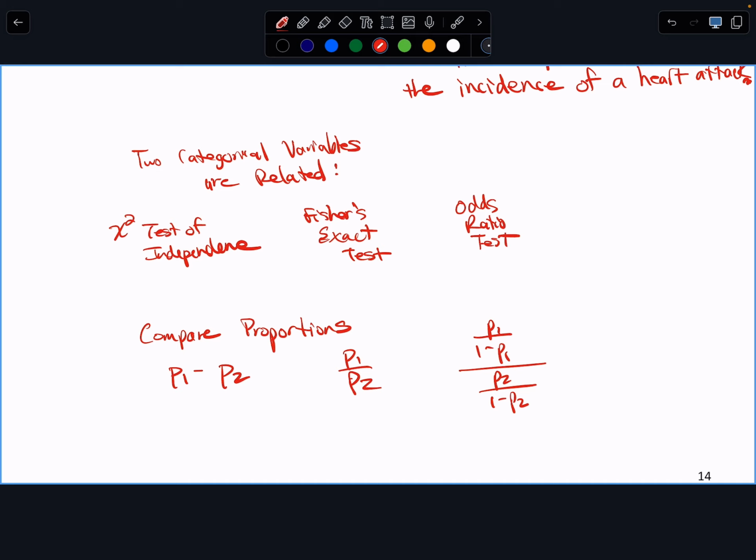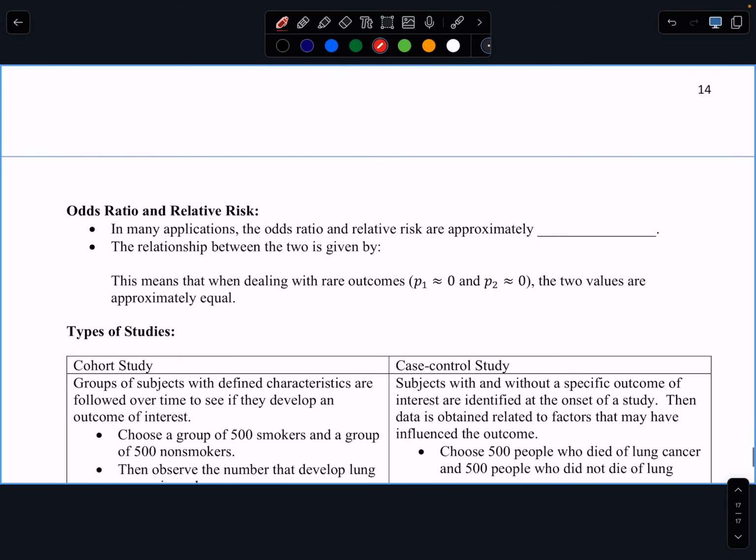And so in medicine, we sometimes don't like to use P1 minus P2, right? Because practically, we might not be able to see how much of a difference those proportions are. That's why in medicine, they prefer to use this method here and this method here, where we can compare through division. Now, we didn't focus much on the relative risk in this course. And the reason for that is because in some studies, the relative risk cannot be computed. And so we'll look at some examples of that case on the next page in our notes.